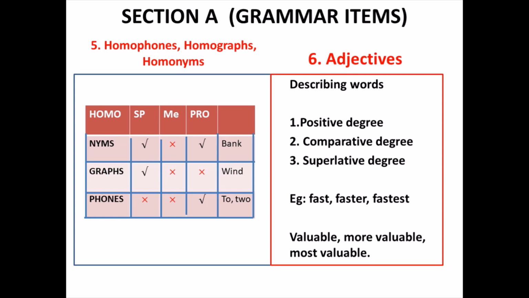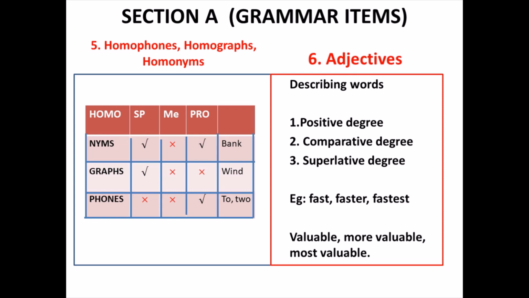Then we are moving on to adjectives. Adjectives are nothing but describing words. They describe the nouns or they modify the nouns. And whenever we talk about adjectives, from the examination point of view, we talk about degrees of comparison. The first one is positive degree, then comparative degree, and superlative degree. This is a little bit complicated, but only with practice can you really master this.